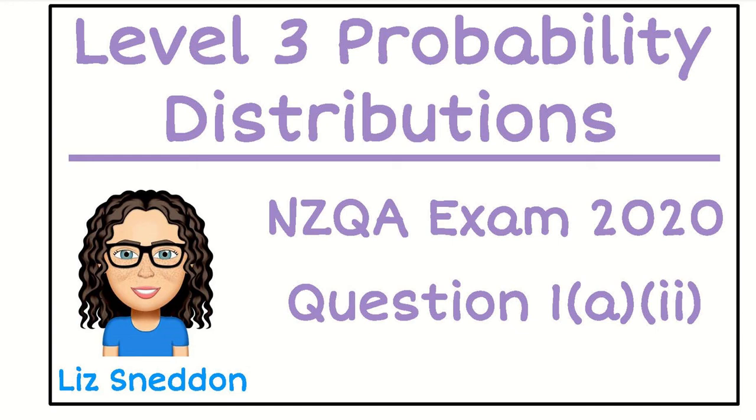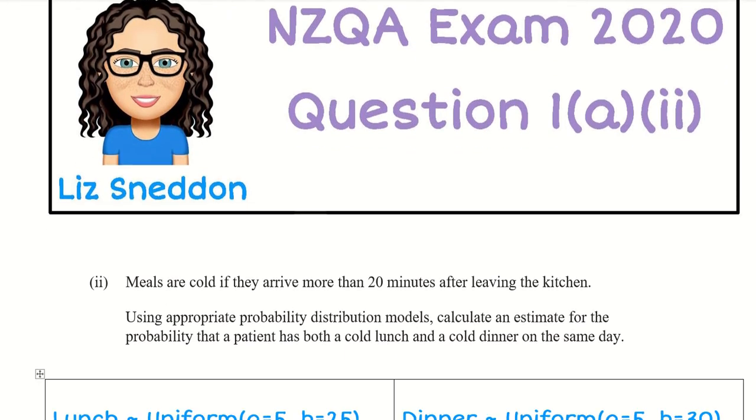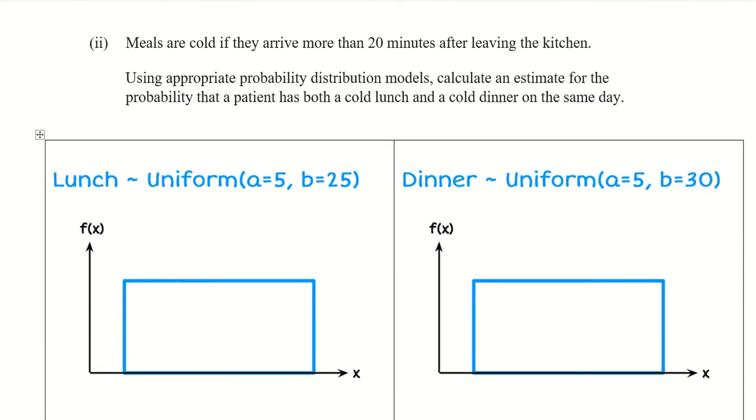Let's have a look at the answer to question 1A, part 2. Meals are cold if they arrive more than 20 minutes after leaving the kitchen. So that "more than 20 minutes" is important. And we're asked to find the probability that they have a cold lunch and a cold dinner. So I need to look at both my lunch and my dinner distributions.